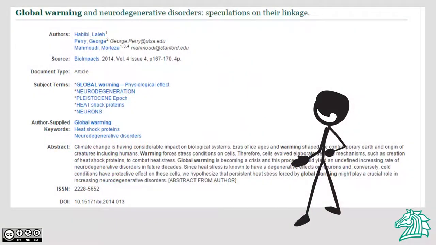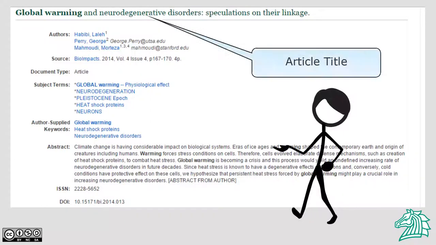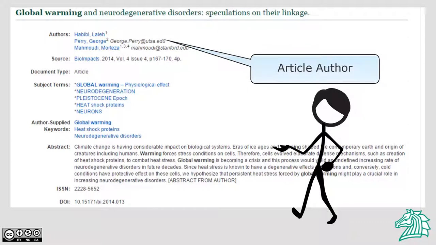Finally, here is an example of an online article through the library databases. At the top of this listing is the article title followed by the names of the authors. This article has three authors. For articles with more than one author, you will need to take note of all of them for your citation.